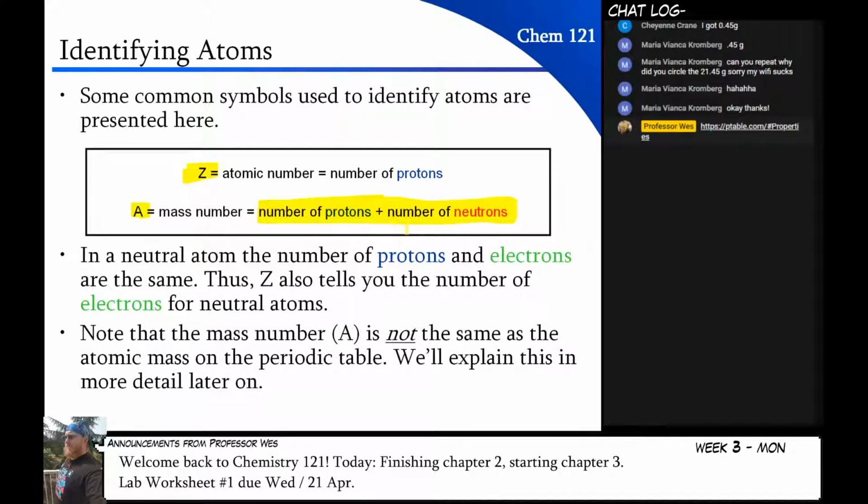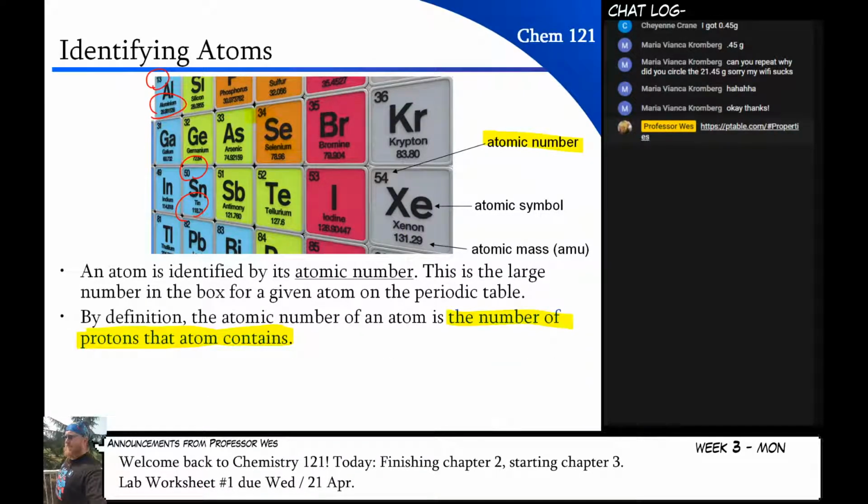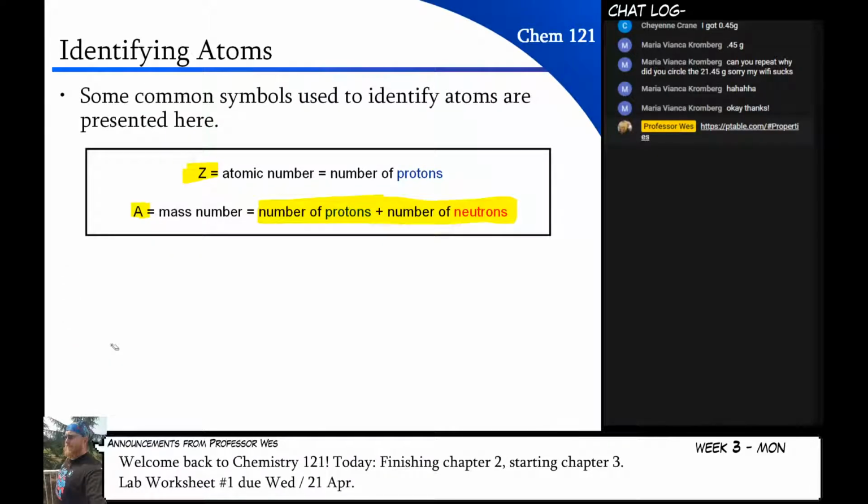Last thing to note is that this mass number A is not the same as the atomic mass. So if I go back here and we look at these numbers right here, this number right here, the atomic mass, is not A. Okay? I'm underlining that. I didn't mean to cross out atomic mass there. That's just an artifact of how close I wrote that. But just be mindful. That is not A on the periodic table. That is something different. A is going to be an integer whole number.